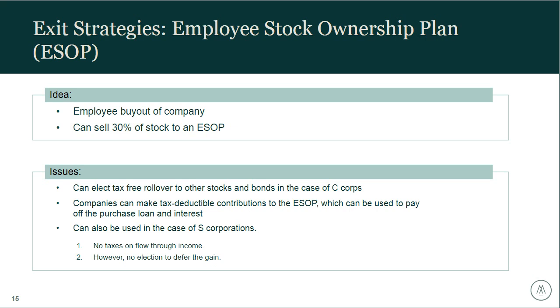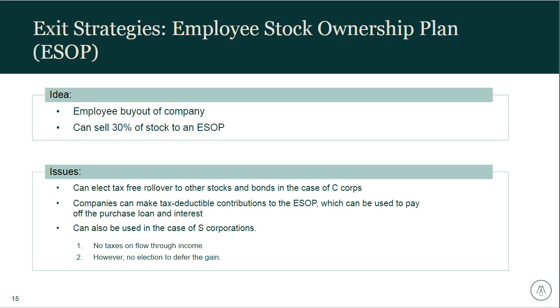One of the major things to keep in mind, where I've seen or heard about issues popping up, is if the value of the company is too high. The cash flow may not be enough to pay off the loan. So the value that the parties come up with is critical, and also making sure that the economics work for this.